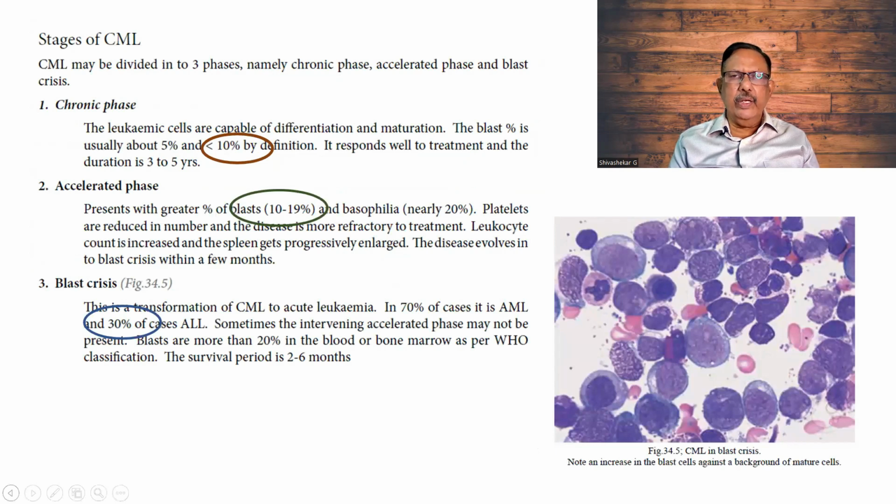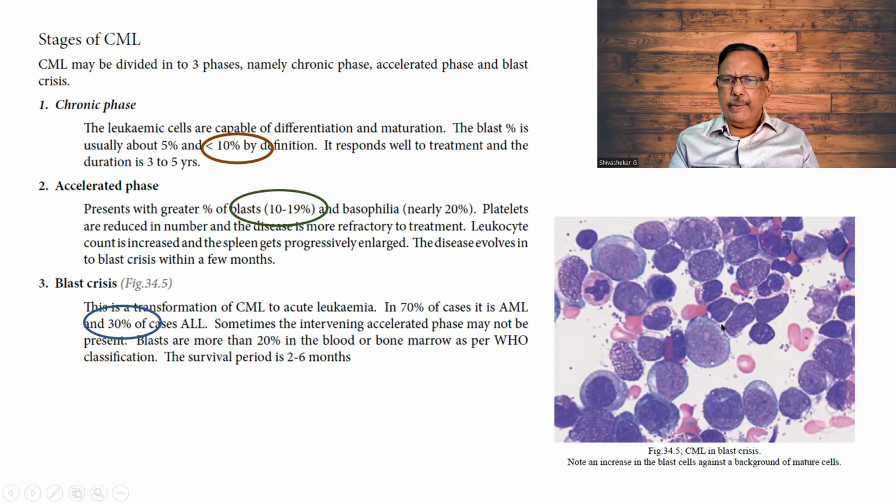These are the stages of the CML which you people should remember. As I mentioned earlier, chronic phase, usually about 5%, but it can go up to less than 10%. It is a chronic or the classical phase. Accelerated phase will be 10 to 19%. There is a sudden increase in the blast. And when it goes to more than 30% in the bone marrow, it is called a blast crisis, 20% in the peripheral blood.